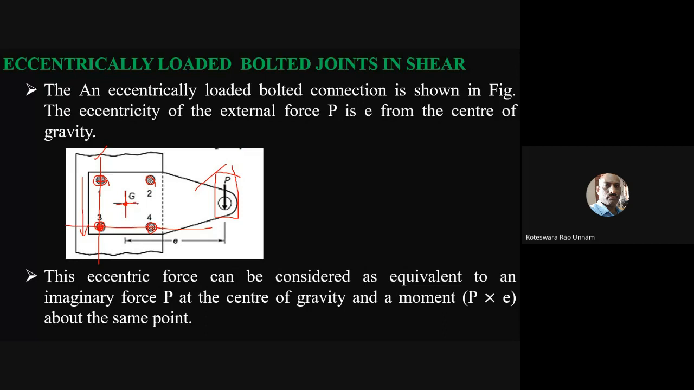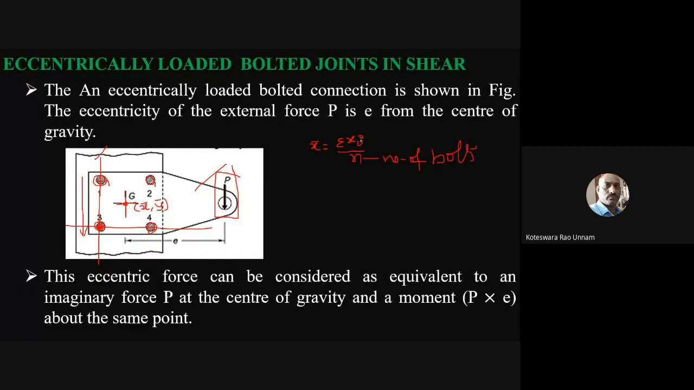Then for the center of gravity, you need to find x bar and y bar. To find x bar and y bar, your formula for x bar is sigma xi by n, where n is the number of bolts.